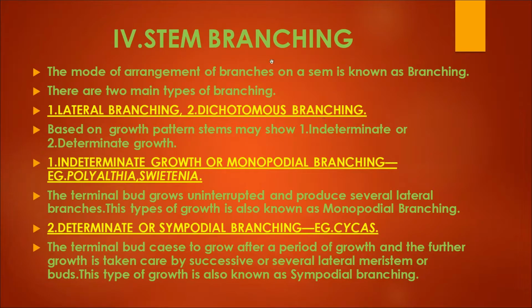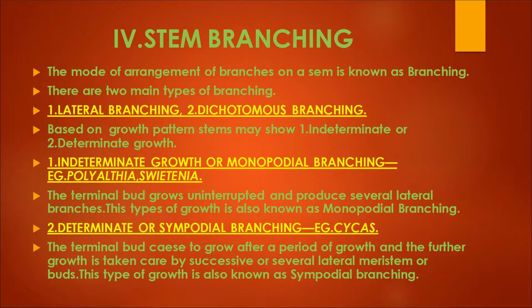In lateral branching, the main stem will produce branches in any direction from the main stem. Whereas in dichotomous branching, the main stem will divide into two branches. Then it is called dichotomous branching. This we can see in the bryophytes, whereas lateral branching will be seen in all the shrubs and trees, etc.